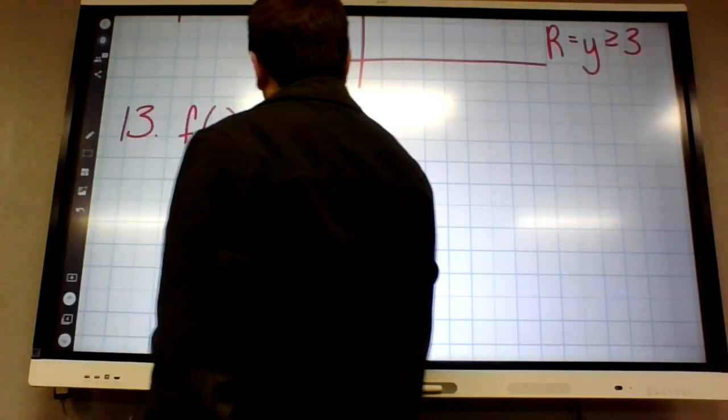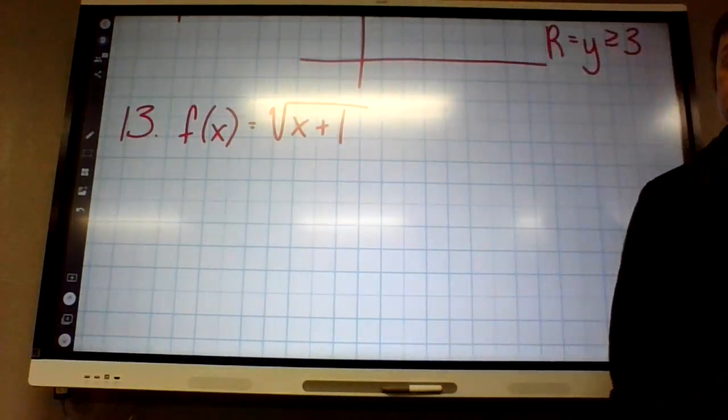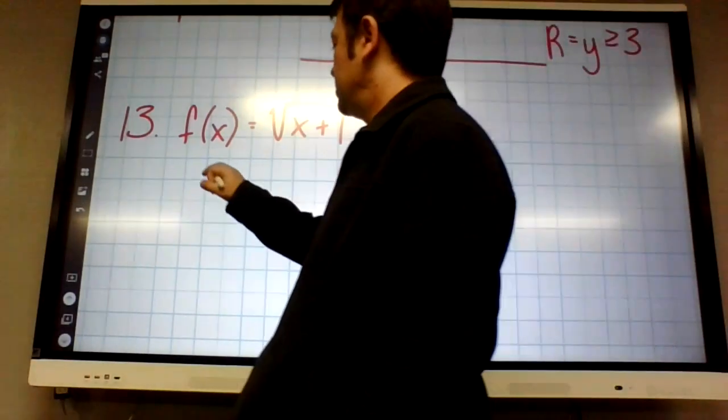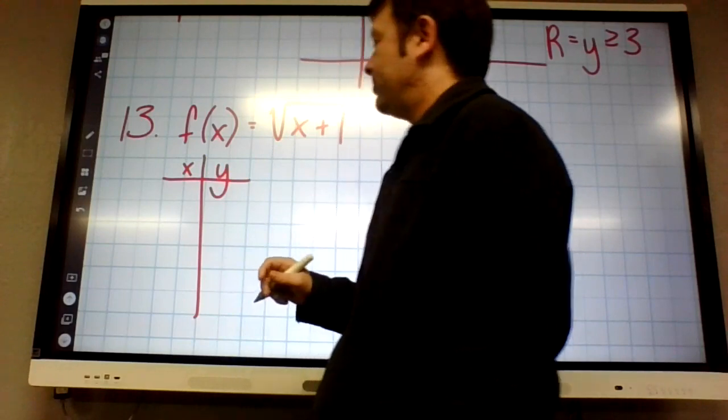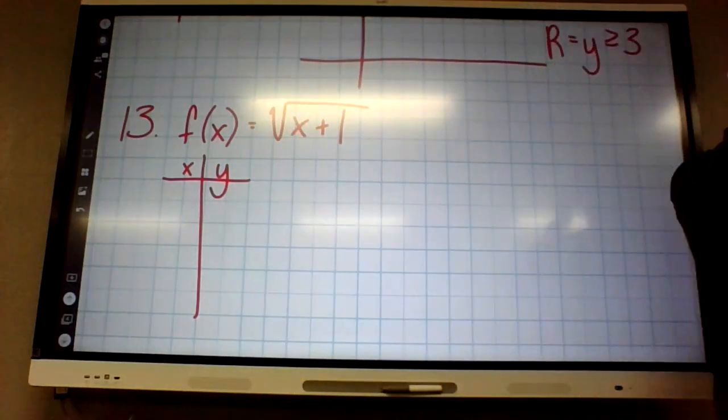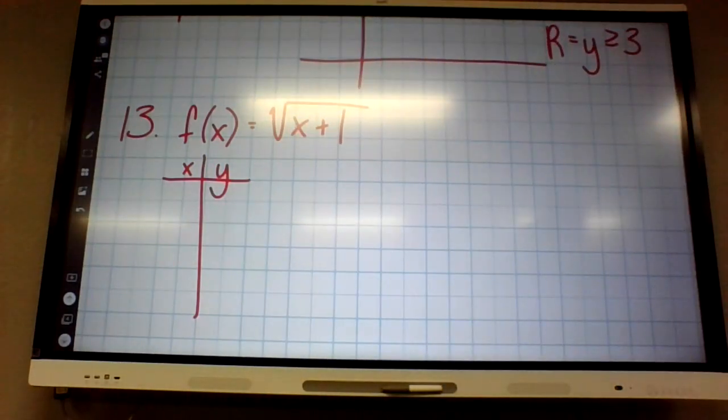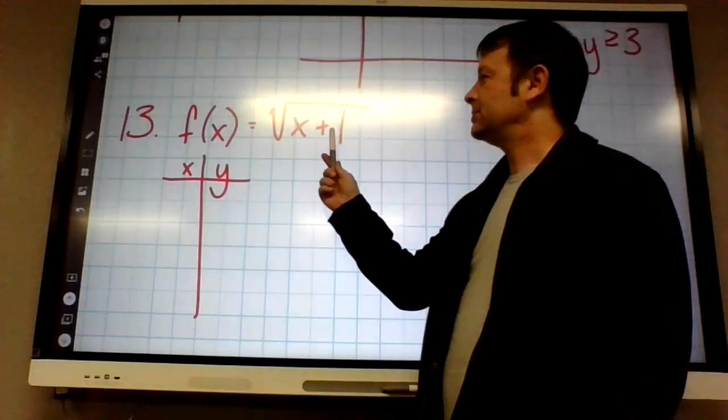What is going to happen to the graph on 13? What's that plus 1 going to do to it? Up 1? No, sorry, left. Left 1. Yeah, forgot about that. Okay, but also we got a little bit of a trick here. What x values would be good to plug in? What's the smallest x value I could plug in?